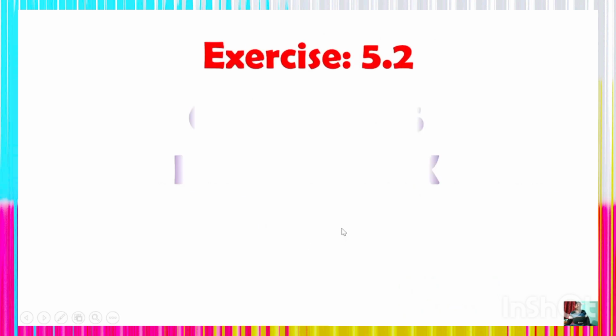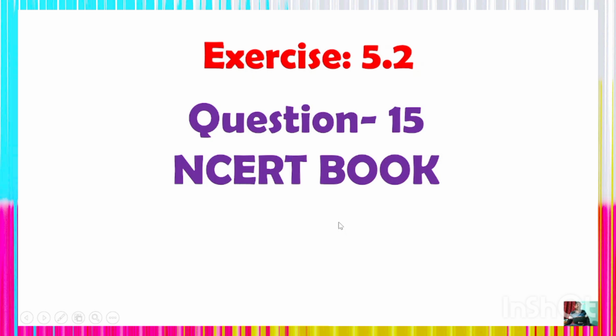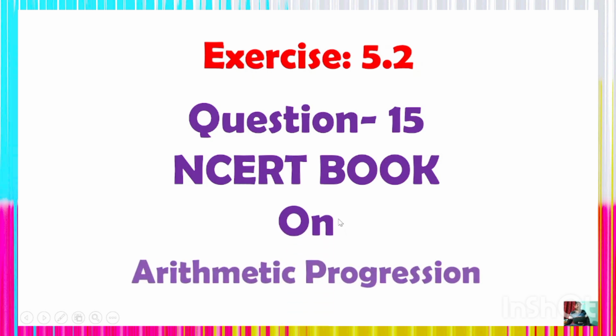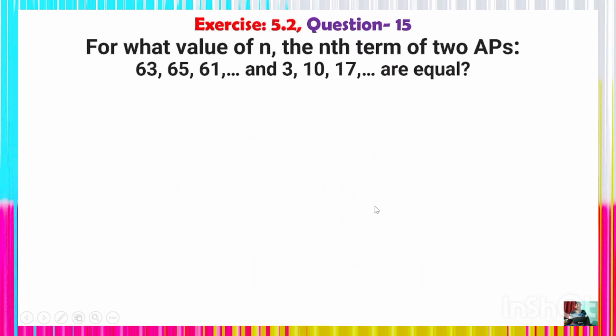Exercise 5.2, next question, question number 15, from our NCERT book, which I am going to discuss. Look at the problem here. Another interesting problem: for what value of n are the nth terms of the two APs 63, 65, 67 and 3, 10, 17 equal?